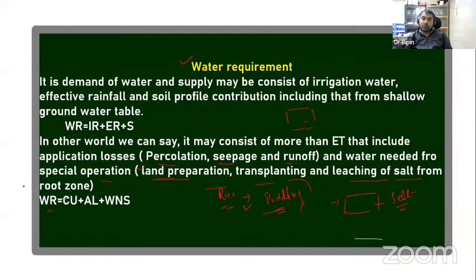water requirement. So finally, you can say that water requirement is consumptive use, application losses, what I told you here, percolation, seepage, and runoff, and water needed for special operations. These all are included under the water requirement. So water requirement will always be greater than crop water requirement, because in water requirement you can see how many components are included, and in crop water requirement it is E plus T plus metabolic activity. These are the differences.